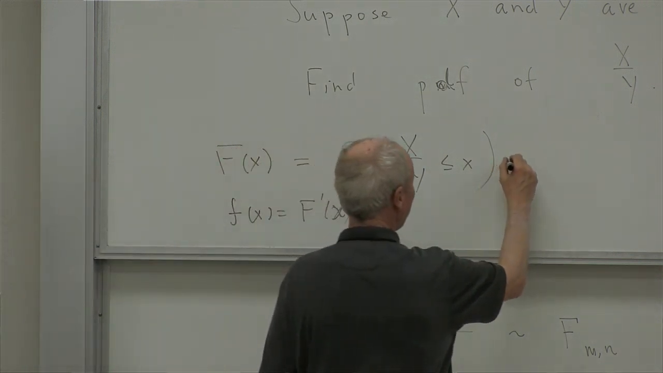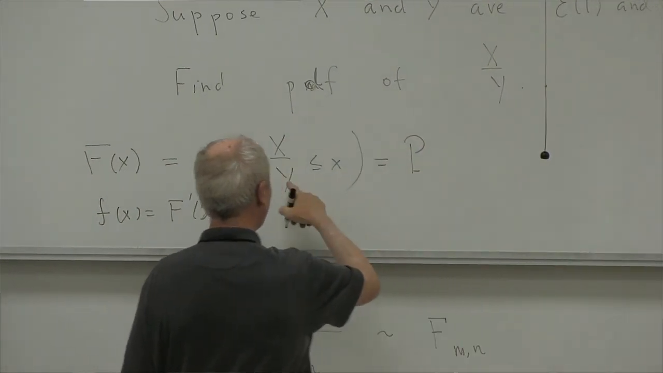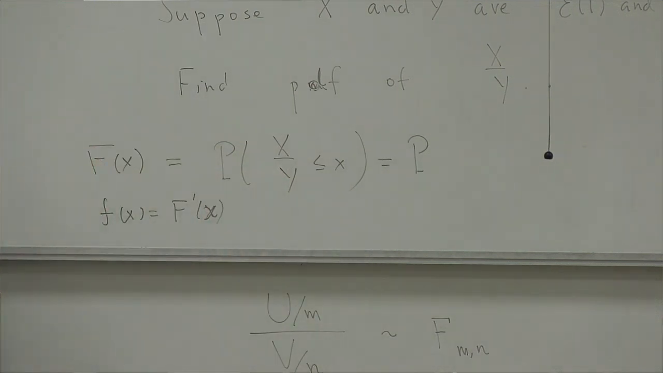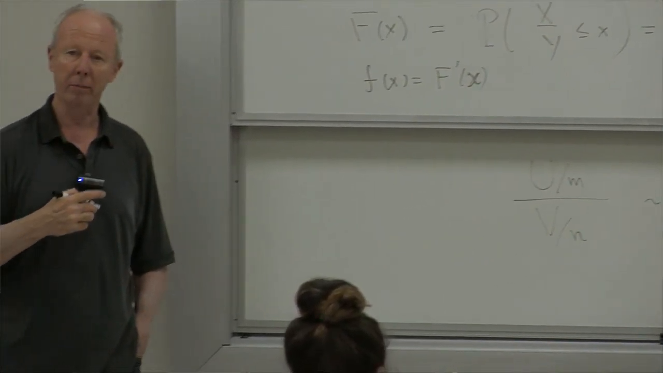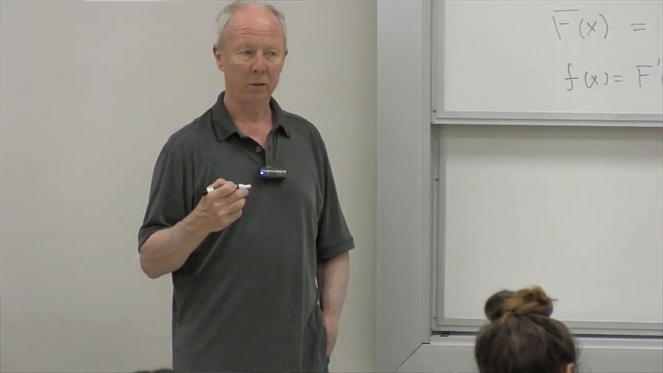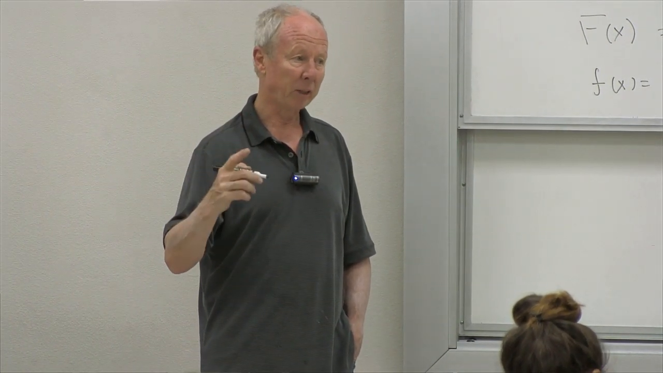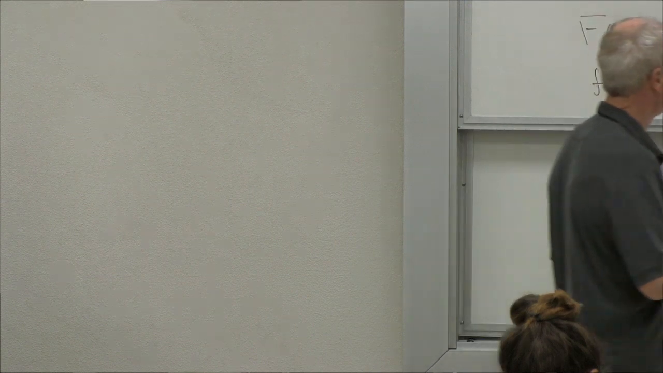So what happens if I multiply this inequality by capital Y? Does it change directions, or do I have to worry about cases Y negative, Y positive here? No, because Y is an exponential random variable, those are positive.